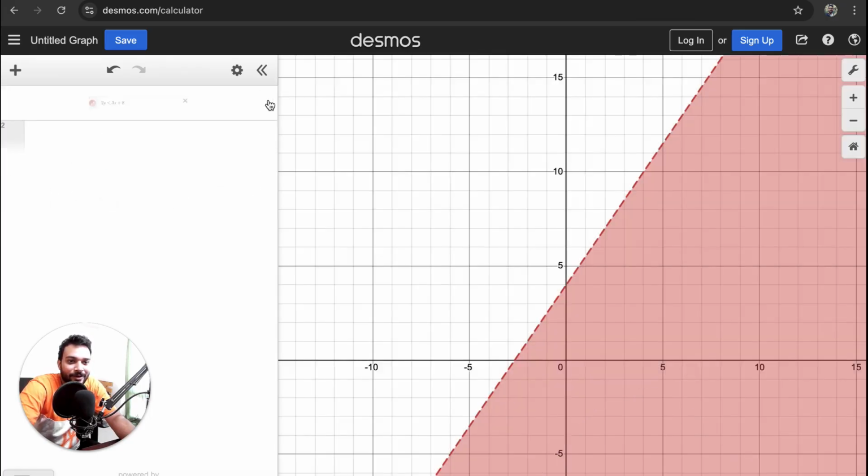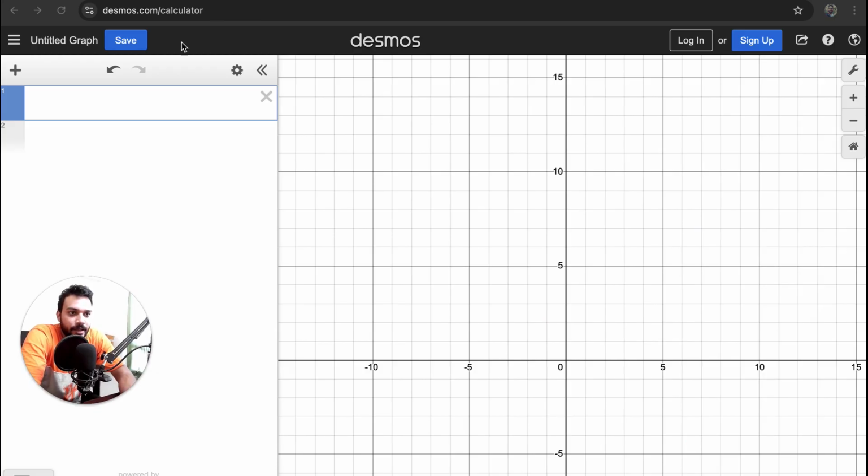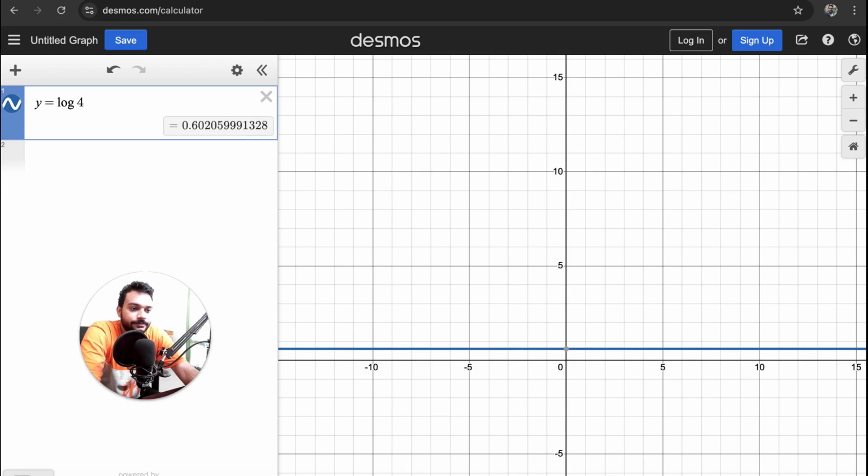We've talked a lot about log in the last video, functions part 2. So let's look at a few log functions. Okay, here's an important thing: how to input a log function in Desmos, or any complex function which cannot directly be typed, because with log we also need to input the base. Let's say I write y is equal to log 4. Okay, when I say log 4, it's by default taking the base as 10.